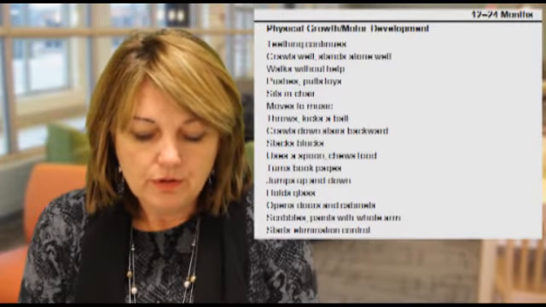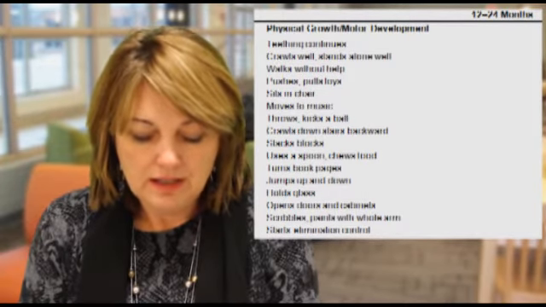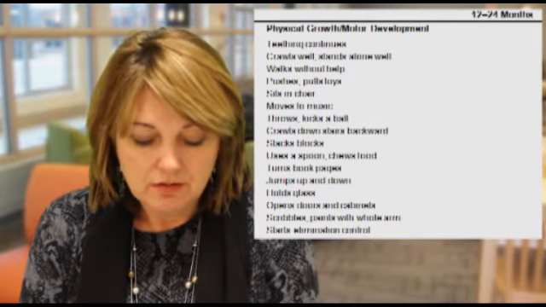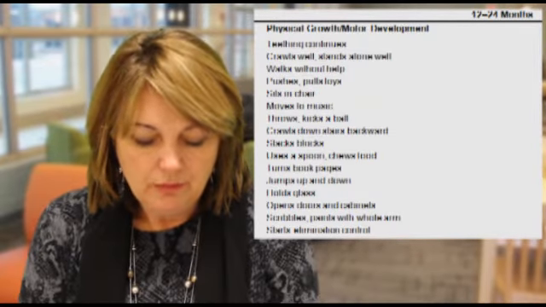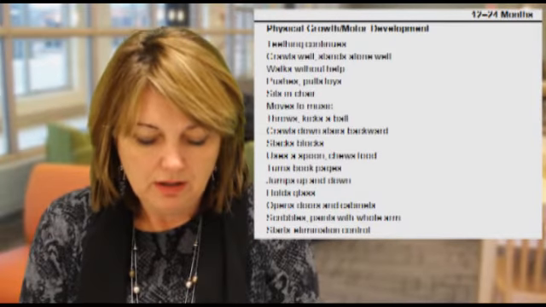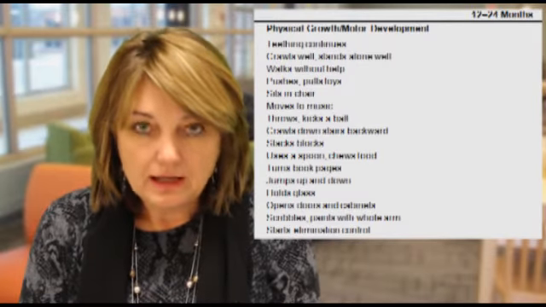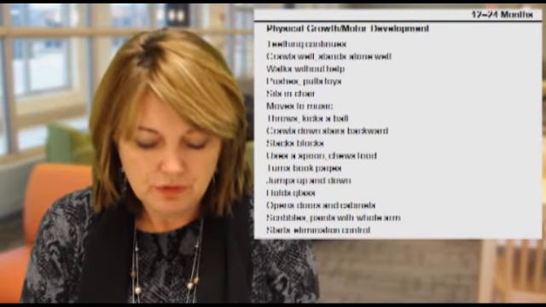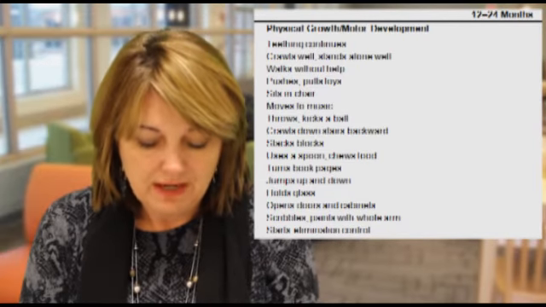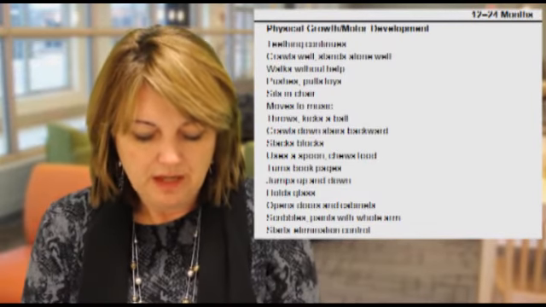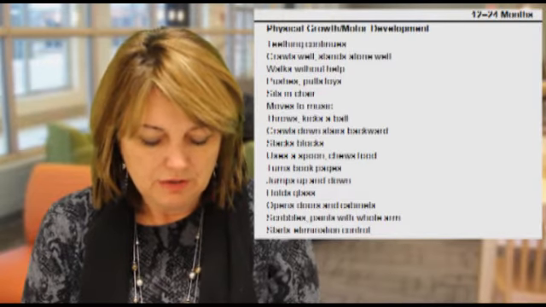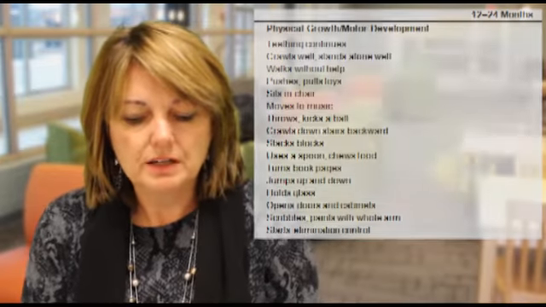So for example, if you're going to observe a 12 to 24 month old, the physical and growth motor development items to look at are teething continues, crawls well, stands alone, walks without help, pushes, pulls toys, sits in a chair, moves to music, throws or kicks a ball, crawls downstairs backwards, stacks blocks, uses a spoon, chews food, turns book pages, jumps up and down, holds glass or cup, opens doors and cabinets, scribbles, paints with whole arm, and starts elimination control. That means they begin to start being potty trained.